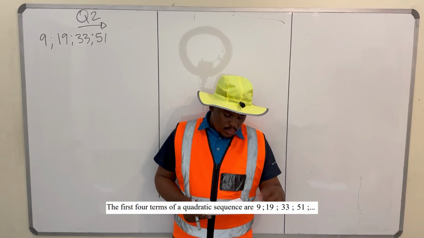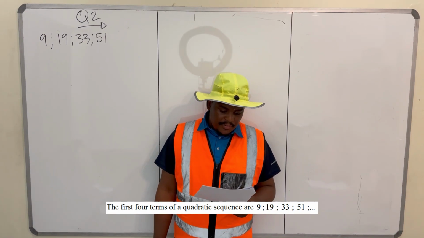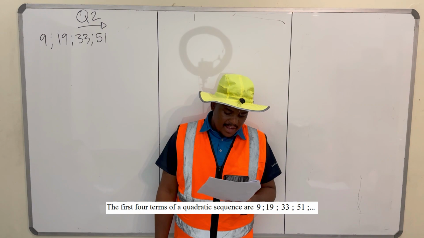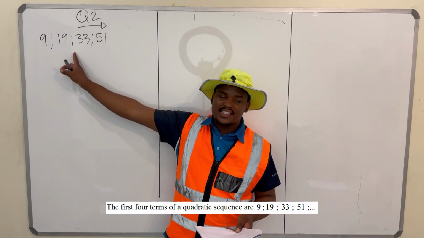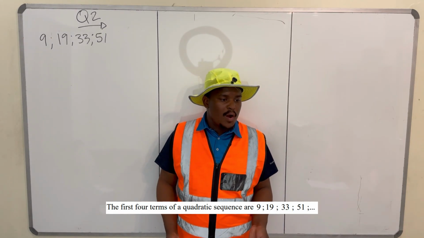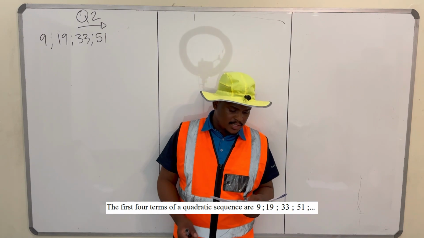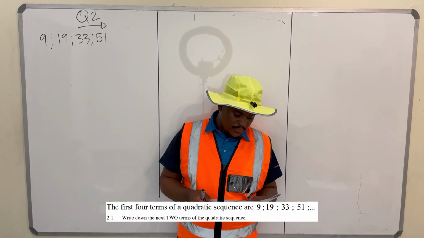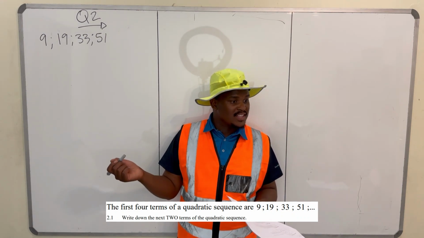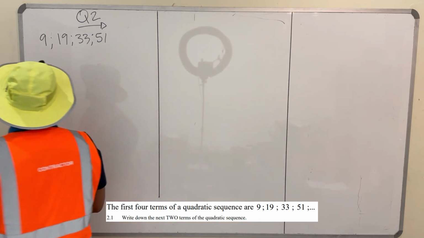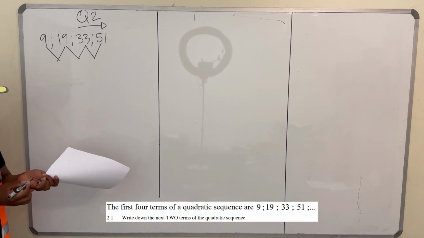Okay, so now we're going to do question 2. Question 2 reads as follows. The first 4 terms of a quadratic sequence are 9, 19, 33, and 51. So you're given these terms, and you're told that they belong to a quadratic pattern, a quadratic sequence. Right? So, let's go. 2.1. Write the next 2 terms of the quadratic sequence. So they want you to write the next 2 terms. Easy. Find the difference. The first difference is always what?